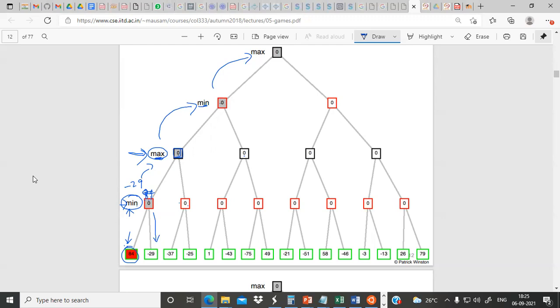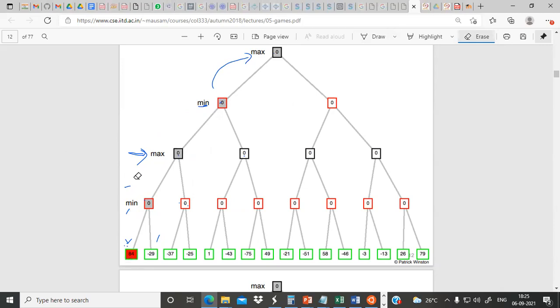Now again this will be backing up. This is a max node. It wants the maximum of minus 29 and 0. So that is 0. This is minimum. It wants the minimum of 0 and 0. That is 0. Again, this is maximum. It wants the maximum of 0 and 0. That is 0. So now we have explored these two nodes, right?